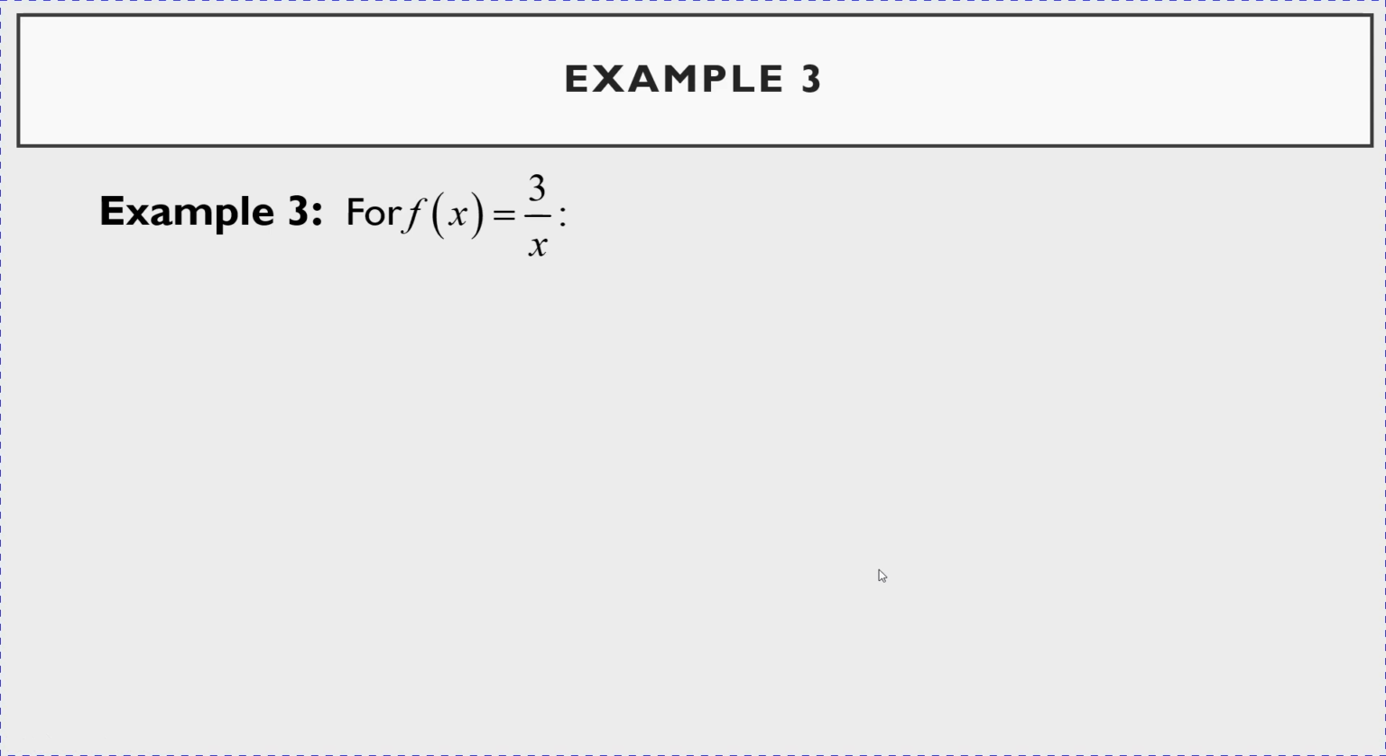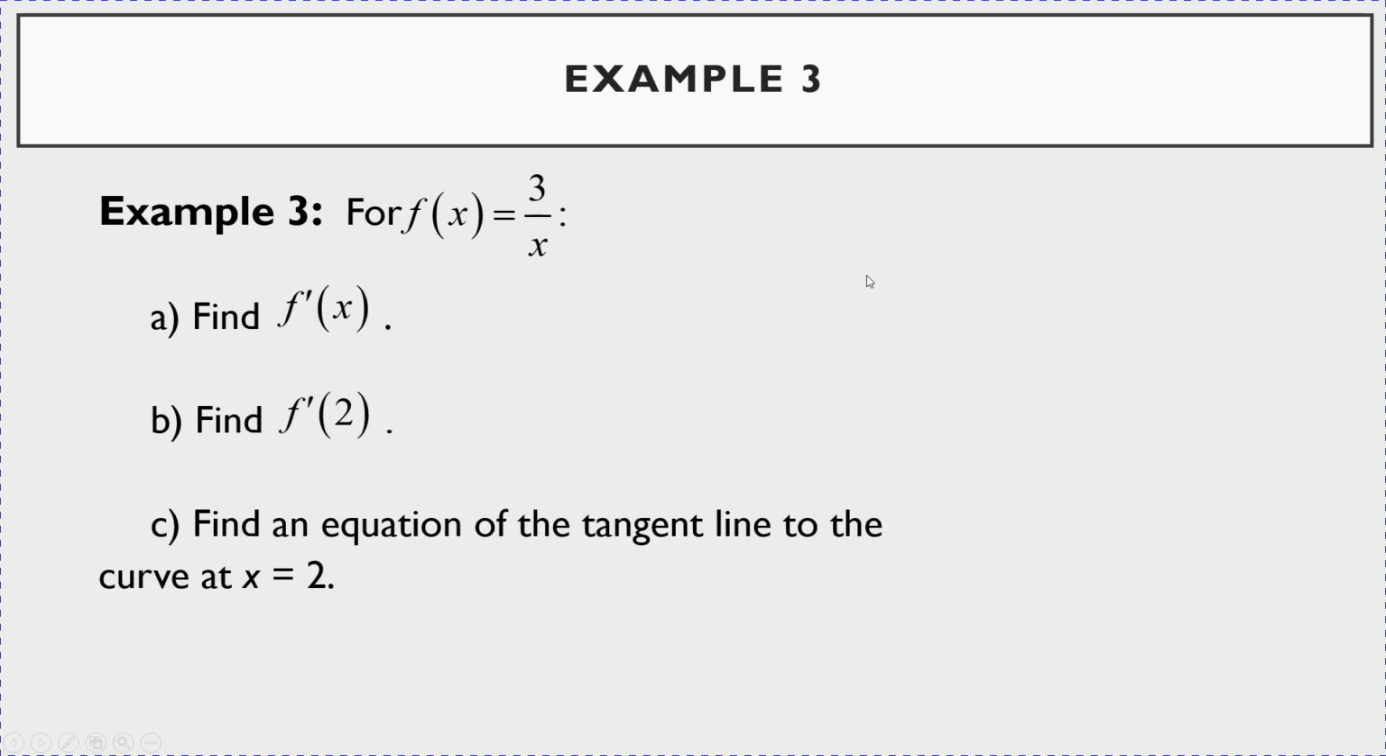All right, let's do a harder one. Let's take some rational function. f of x is equal to 3 over x. And I want to do three things. I first want to find f prime of x. Then I want to find f prime of 2, so the slope of the tangent line at 2. And then I want to find an equation of the tangent line to the curve when x is equal to 2. A lot going on here. The first thing we're going to do is find f prime of x.